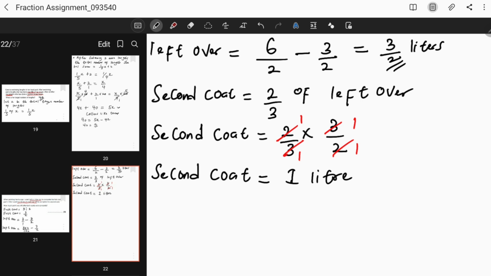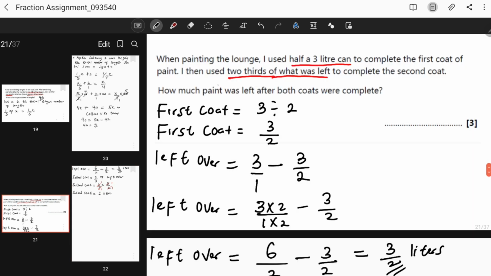So what's the question again? What are we trying to find? It said how much paint was left after both coats were completed?